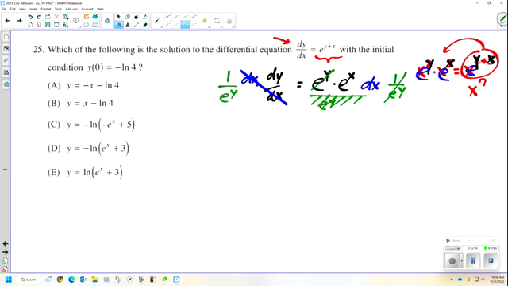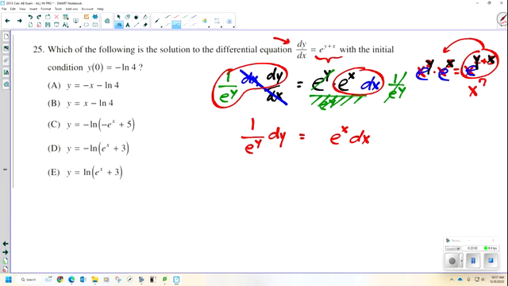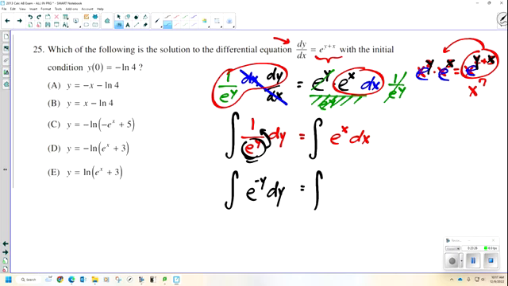So let's rewrite what we have. On the left side, we have 1 over e to the y dy, equals e to the x dx. Before I do anything, I'm going to have to integrate both sides, I get that. But let me bring this up and negate the exponent. It will make that a lot easier. So I'm integrating e to the negative y dy, and that's going to equal the integration of e to the x dx.